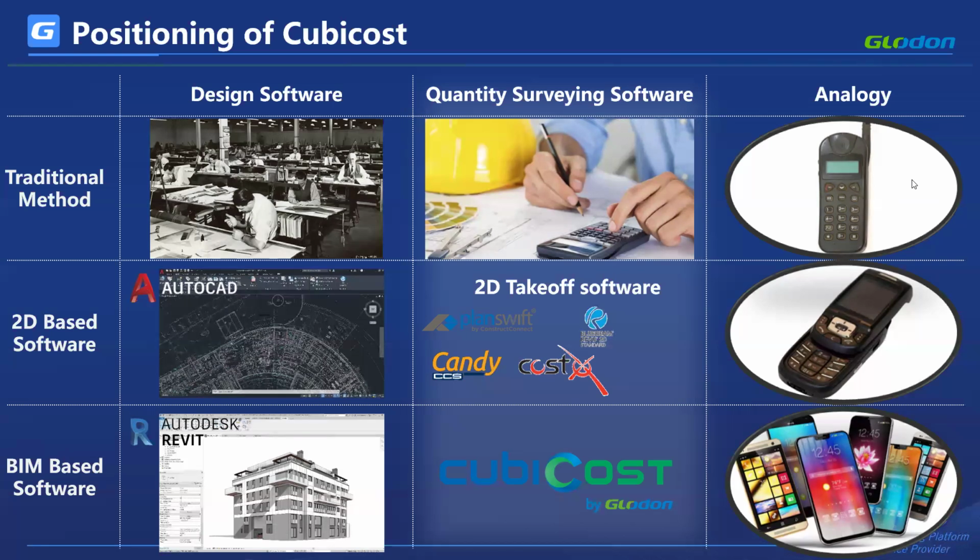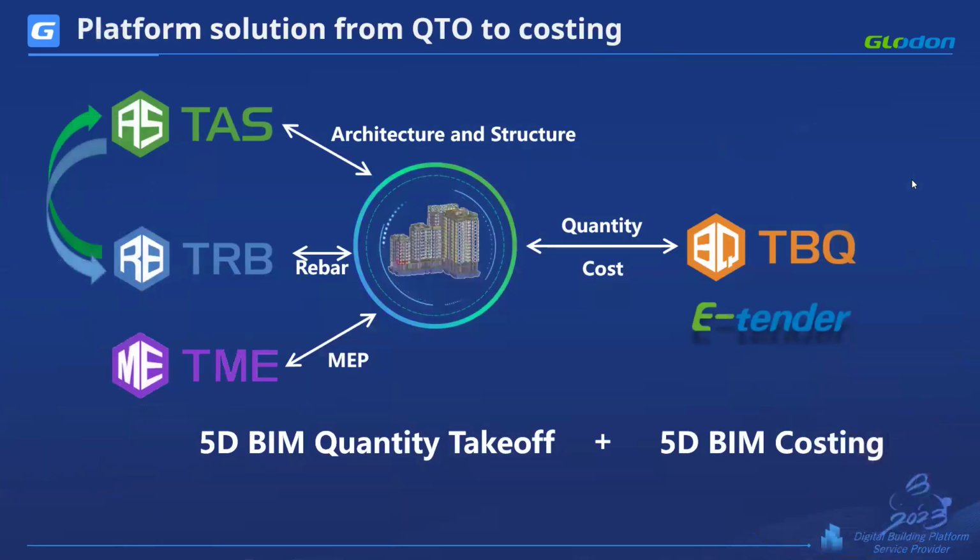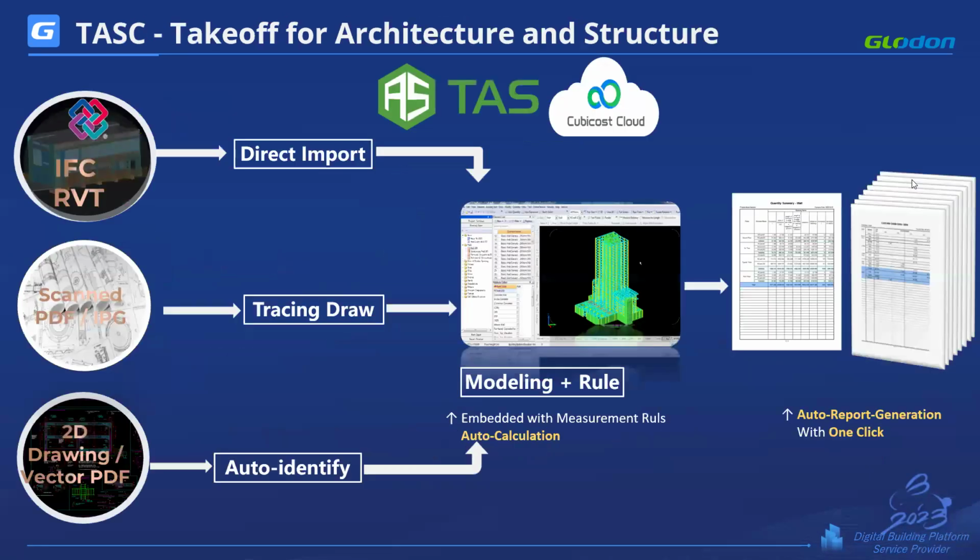Now we have Revit plus Cubicos. So this is building information modeling. Yeah, this is the modern method. You have to adapt to this technology, otherwise it will be too late for you. We can use TS, TRB, and TME software for quantification, and you can allow TBQ software to do your cost estimation. After that, you can proceed with e-tendering.